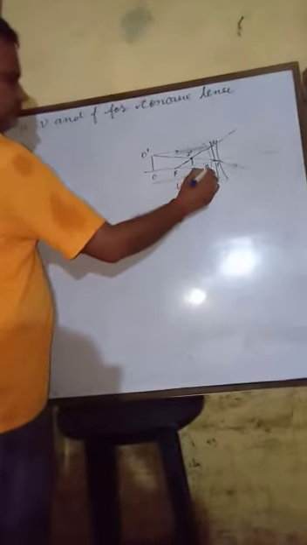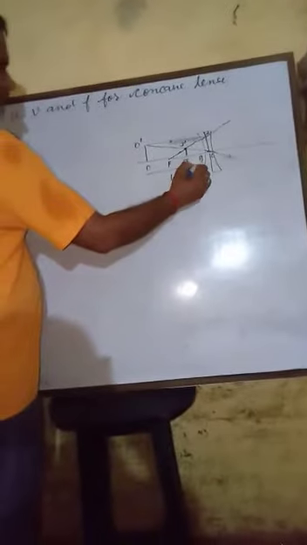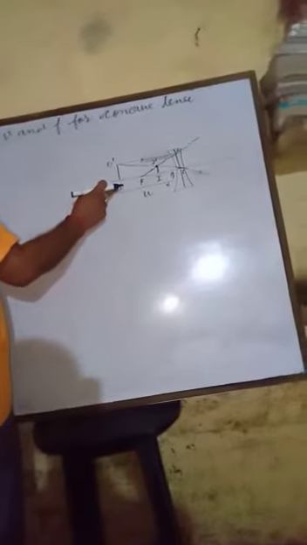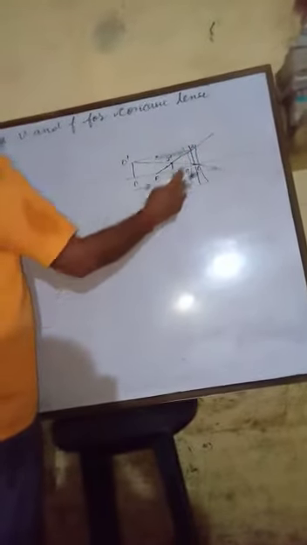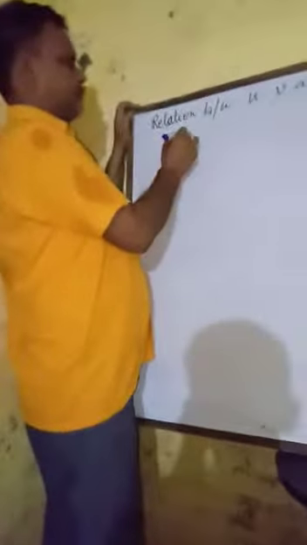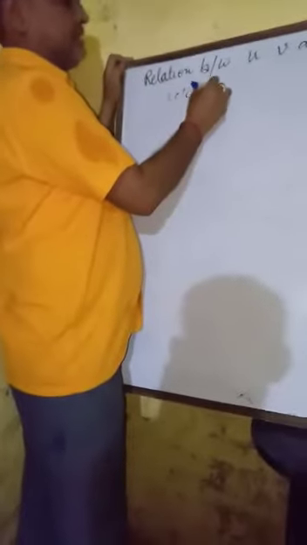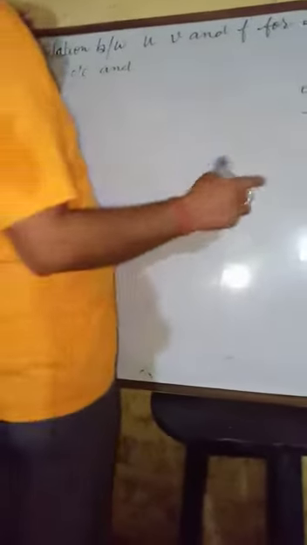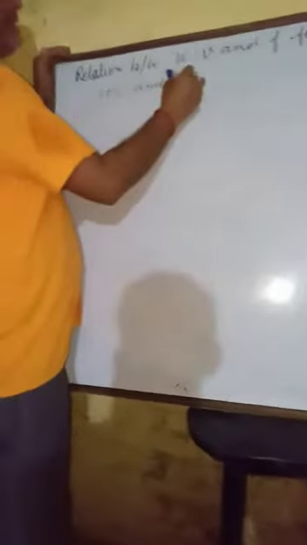The image is formed from the surface P1 at v meter distance. Here we see we have two triangles, O dash OC and I dash IC.